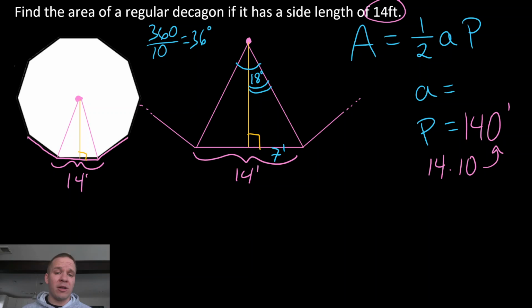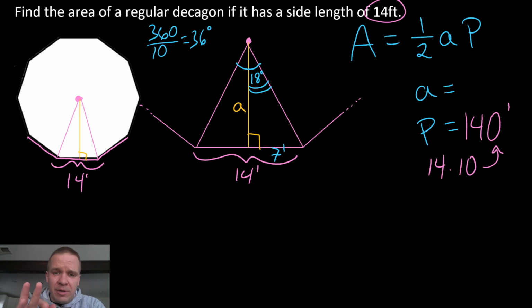I also have that right angle, and I have a 7 for one of the side lengths of that smaller triangle within that decagon. I need to figure out what my apothem is, which is this part right here. How can I do that if I have an angle and a side? If you said trig, you guessed it. Now I'm going to figure this out with some SOHCAHTOA action.